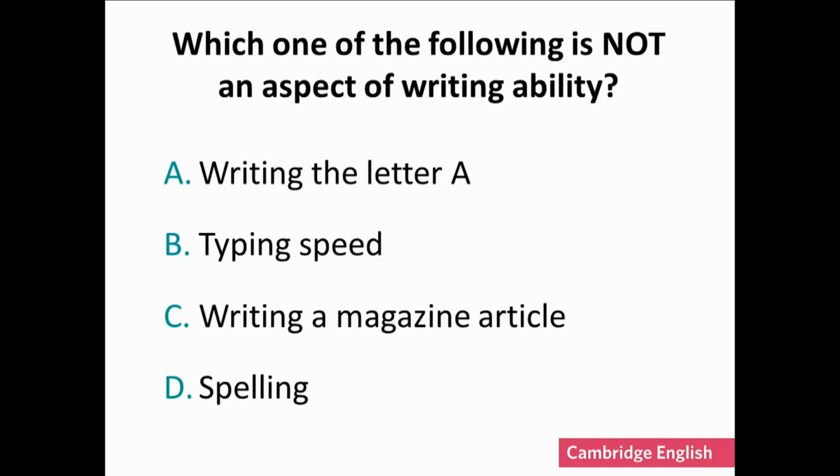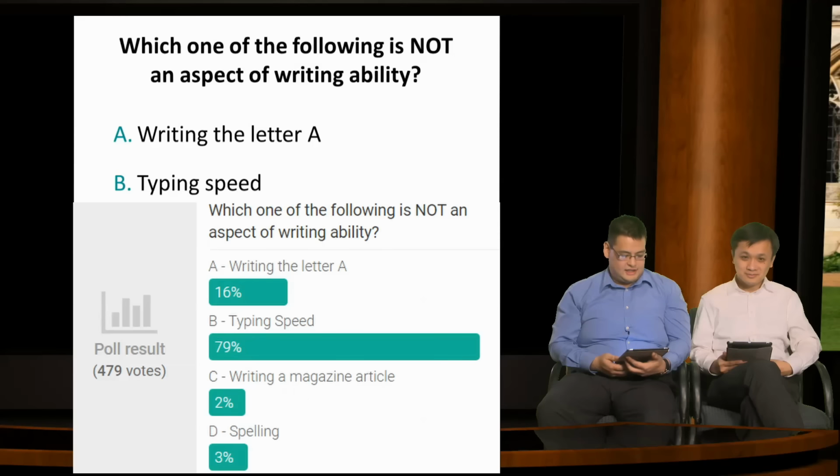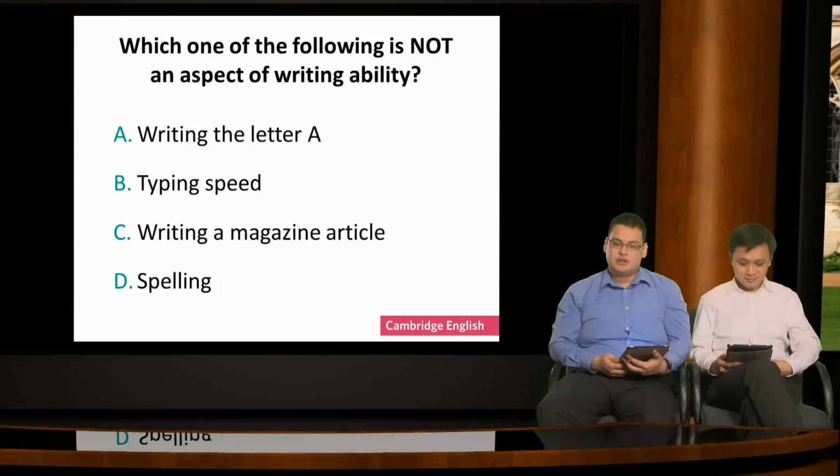So out of the options on the screen, which one is not part of writing ability? It's interesting to see that on the poll, many of you are voting for typing speed not being an aspect of writing ability. And actually this relates to one of the questions that's already been asked previously. Someone asked about handwriting. What about if students' handwriting is terrible? Well, writing the letter A is something that relates to handwriting, and that's part of what we'd be looking at when we're trying to assess writing.